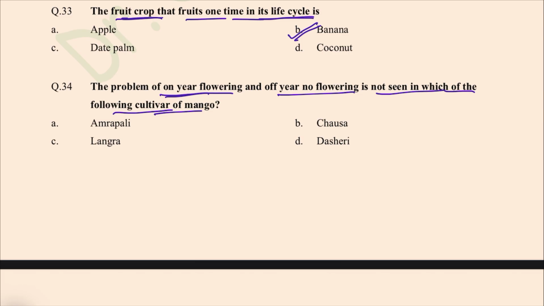Traditional varieties like Dasheri, Langra, and Chausa are highly prone to this. Amrapali, a variety crossed from Neelam and Dasheri, was specifically developed for its regular bearing nature and compact canopy, making it suitable for high density planting. So the right answer here is Amrapali. It is a regular bearing variety or hybrid.